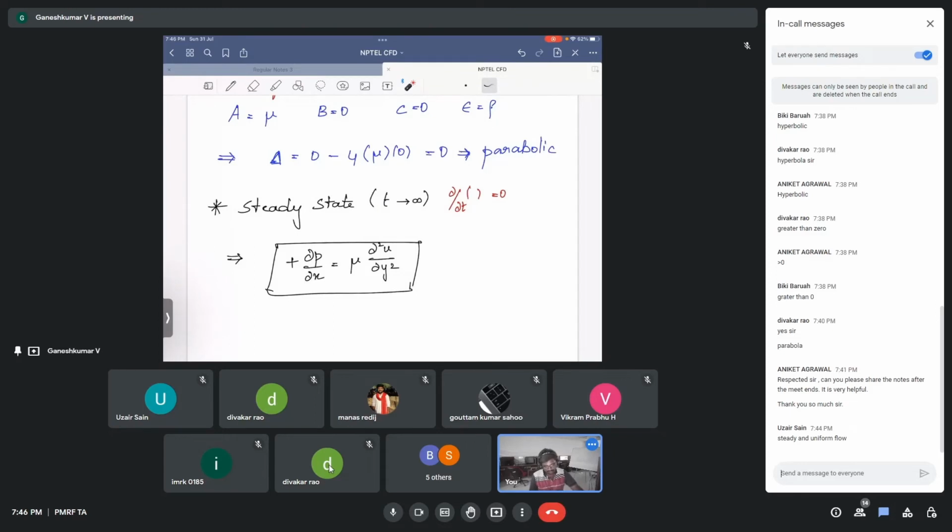Here it is still a partial derivative. Is it still a partial derivative? What do you guys think? Yes, sir. Of course. Thank you for the response. If we look here, we made it steady state, so our solution doesn't depend on time now. If it doesn't depend on time, this term we are going to neglect.